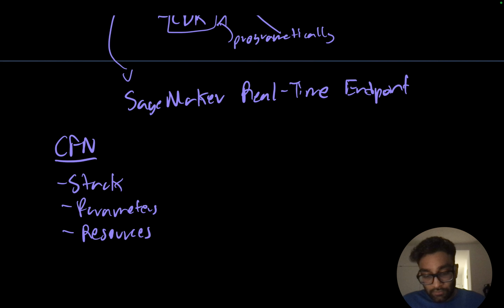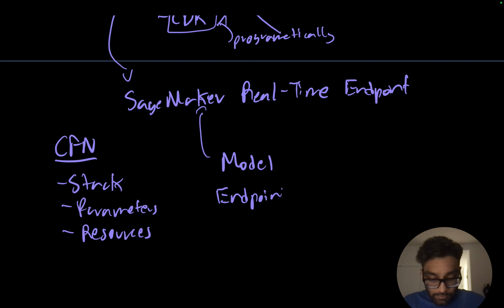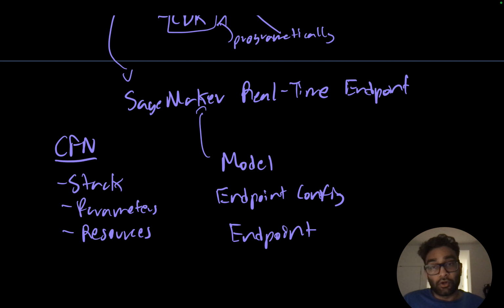And within SageMaker specifically, if we remember, and I'll link our original inference video in this series ahead of time, there are a few constructs that we define. There's the model, there's the endpoint config, and then there's finally the actual endpoint itself that we're working with. And obviously, all three of these different constructs are resources that we should be capturing within our template file.